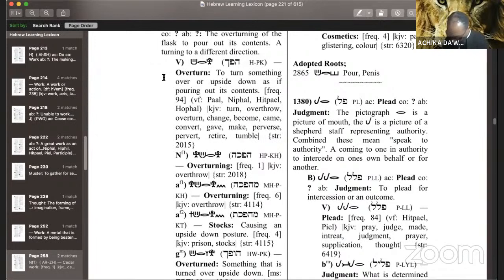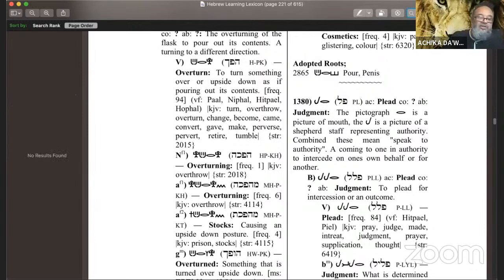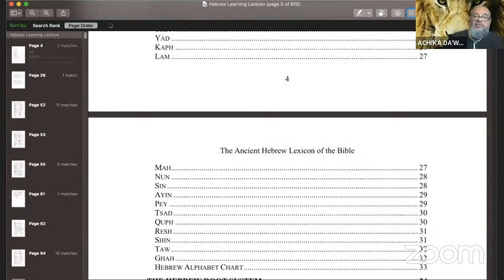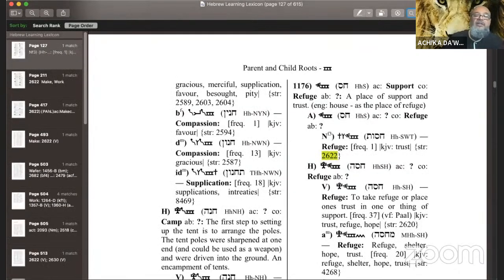Oh, here you go. I was correct. Okay, 2622. I just found it. I have an actual book too, so I can see it. So 2622. Okay. Oh. 2622 is my number. Perfect.